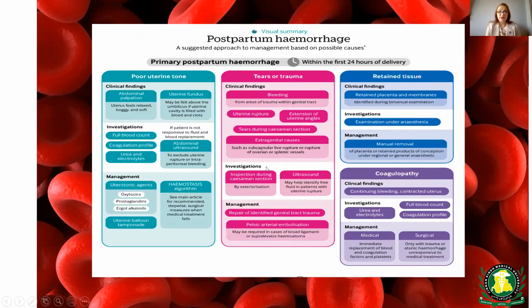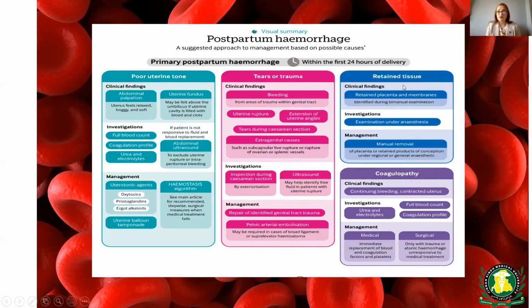So again, the investigations are going to be the same, plus an ultrasound. And also you need to do a laparotomy, or if it is at the cesarean section, you need to exteriorize the uterus, bring the uterus out, and then check if it is extended or not. So the management is a repair of identified genital tract trauma, and or pelvic arterial embolization. Sometimes the bleeding is so torrential that you're not able to manage by giving sutures alone. So you need to take help of interventional radiologists to embolize the pelvic arteries. And we'll talk about it in later slides.